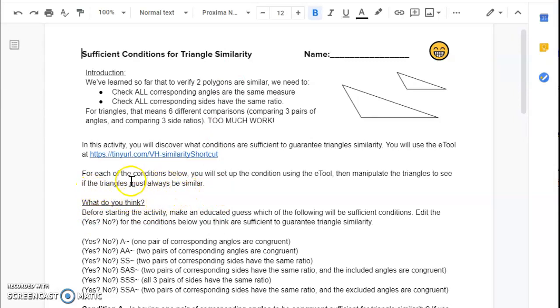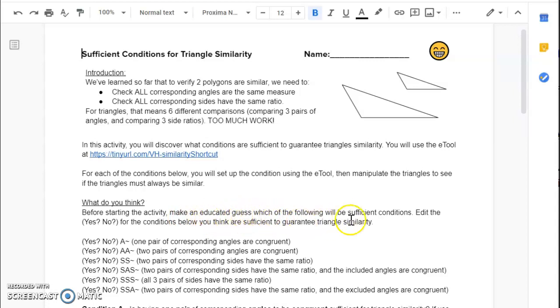So for each of the conditions below, you will set up the condition using the e-tool, then manipulate the triangle to see if the triangles must always be similar. So what do you think? Before you start the activity, make an educated guess.